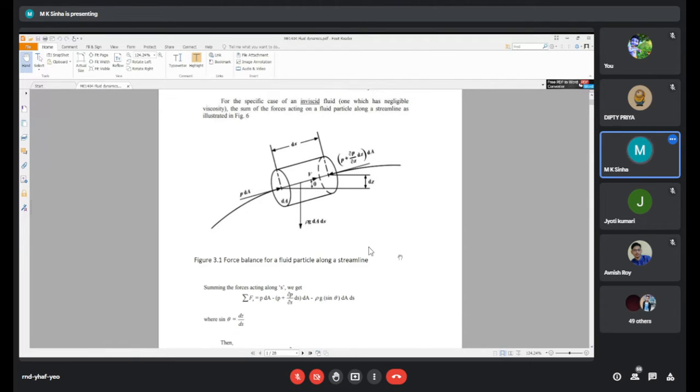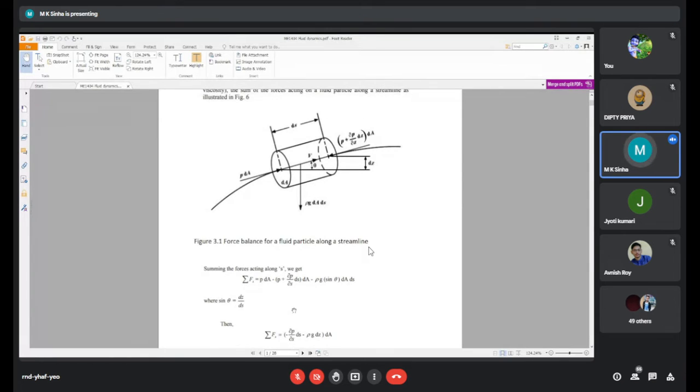into dA. You might be confused about the coordinate system length. Actually, P plus del P by del Z into dz is not correct. The correct one is del P by del S into ds, due to the length of the fluid element being ds, into area, and our weight, which is rho g dA ds.